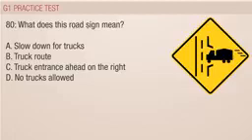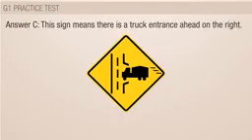Question 80. What does this road sign mean? A. Slow down for trucks. B. Truck route. C. Truck entrance ahead on the right. D. No trucks allowed. Answer C. This sign means there is a truck entrance ahead on the right.